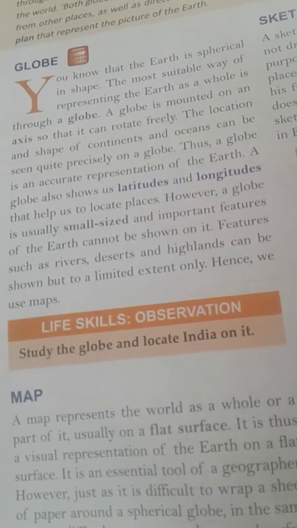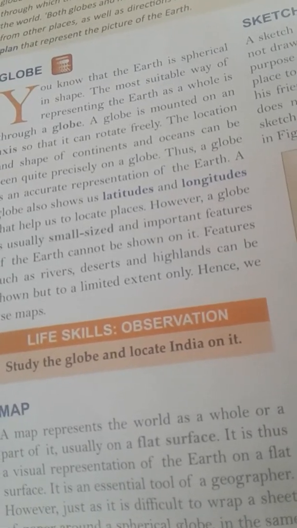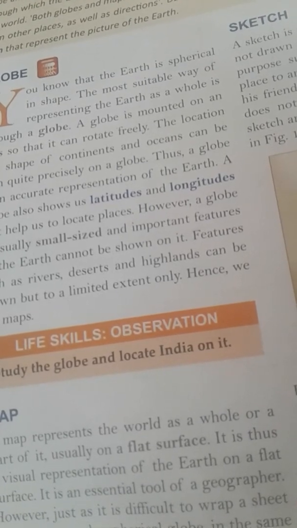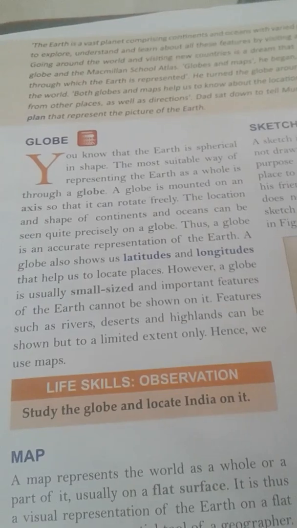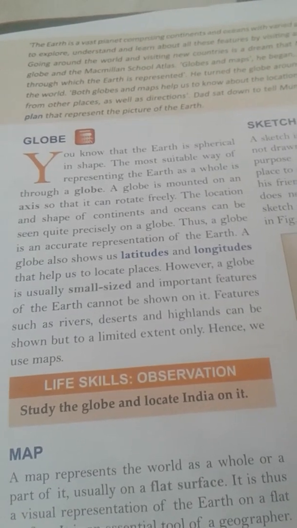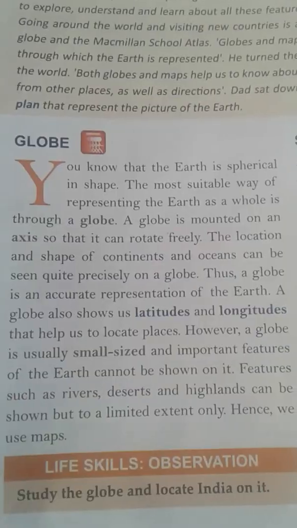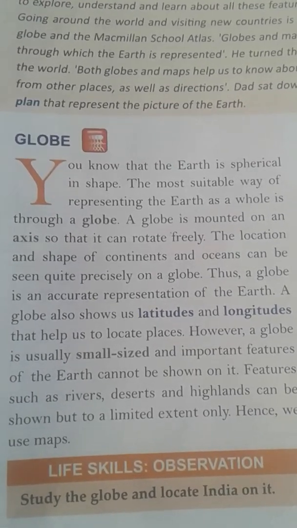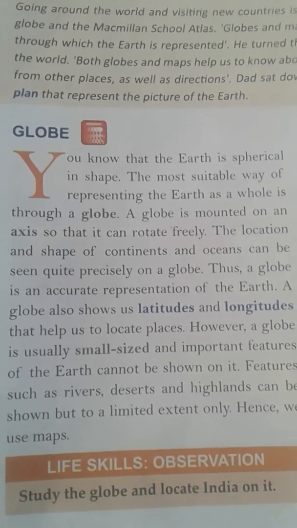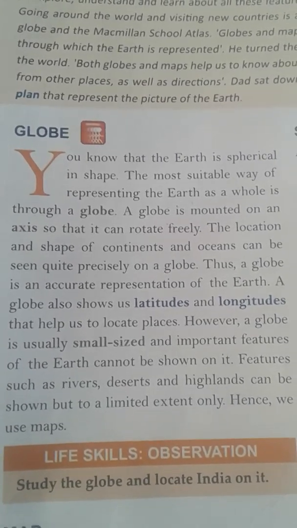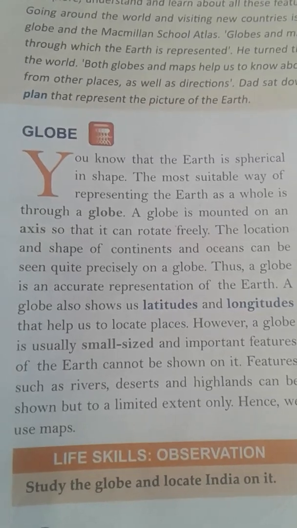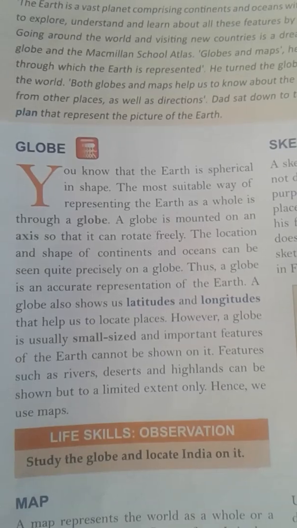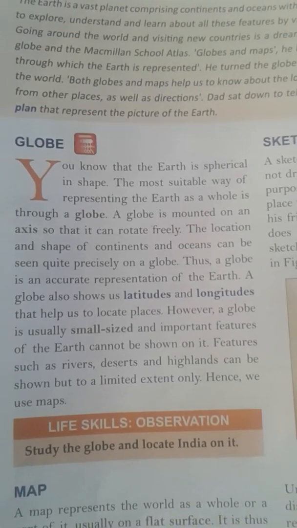Now, what is a globe? As we know that the earth is spherical in shape, we represent the whole earth by a globe. A globe has an axis which enables the globe to rotate freely. The location and shapes of the continents can be seen on a globe. The globe has two lines used to locate the places.